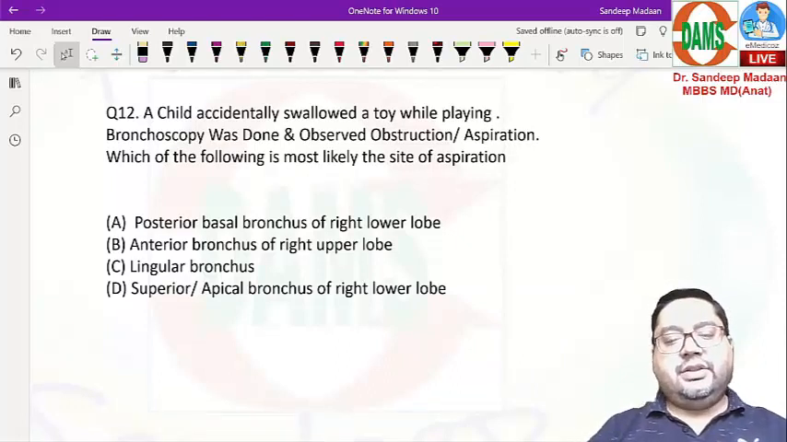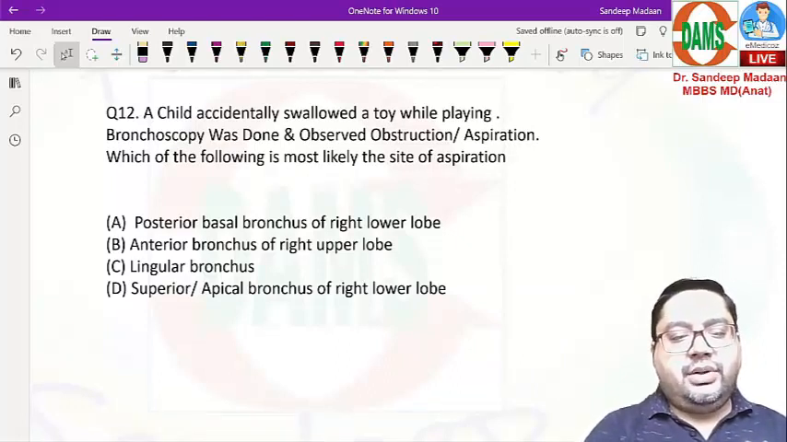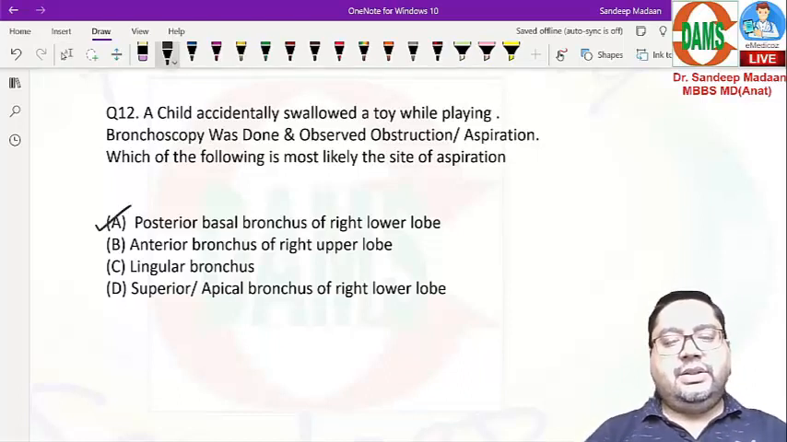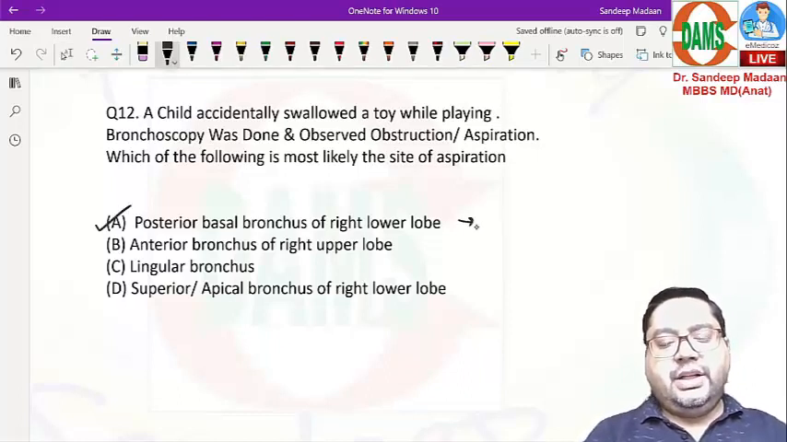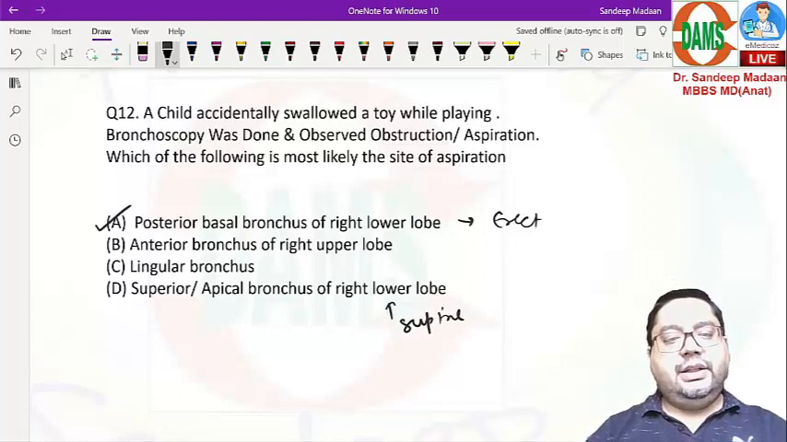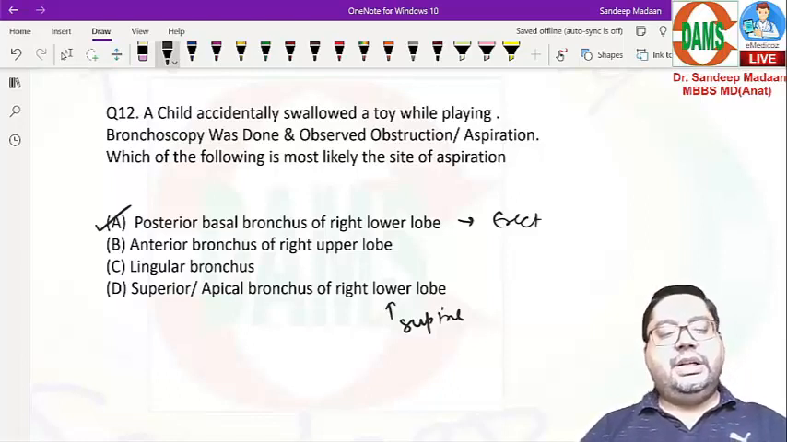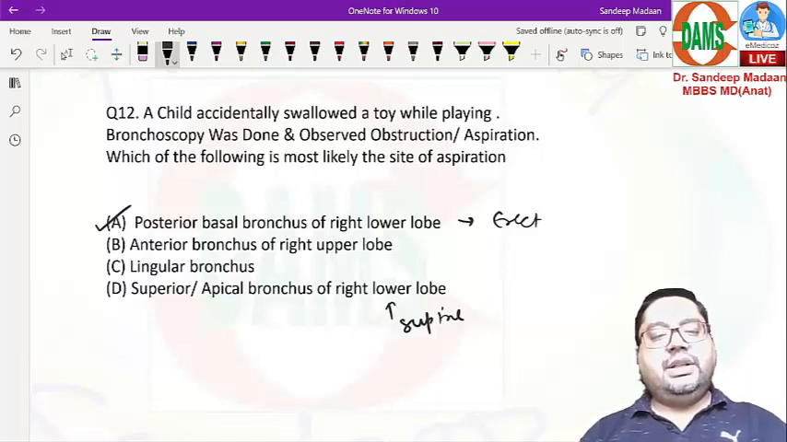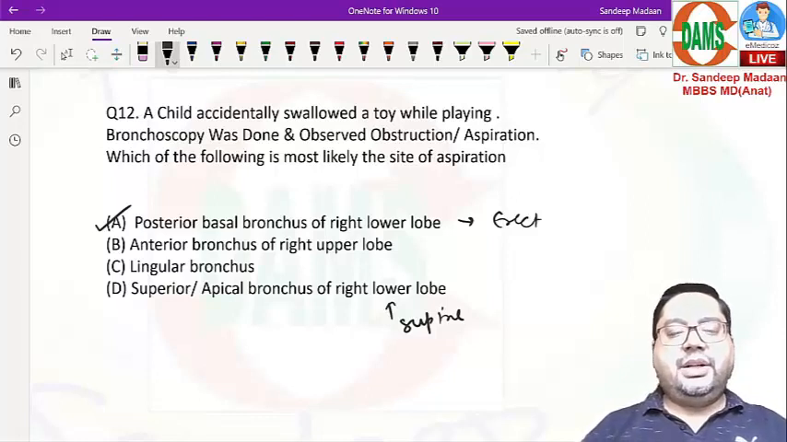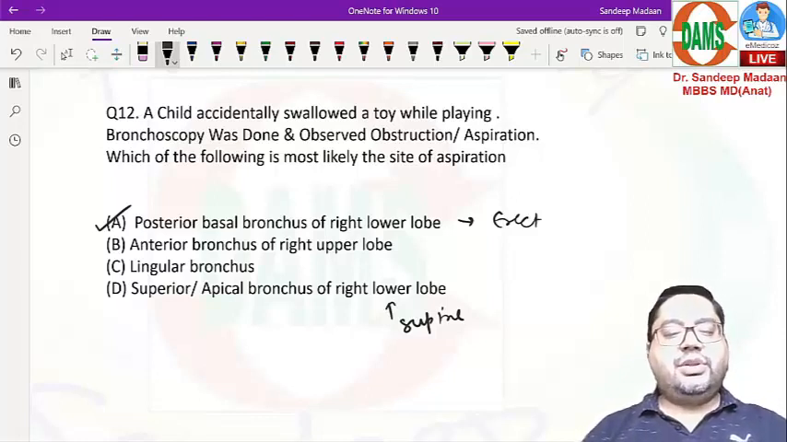In that case the answer will be the posterior basal bronchus of the right lower lobe, because this is the most commonly involved segment in the erect position. Because the child is playing, it must be the erect position; otherwise the position would have been described. Usually for the supine position the history is given in a way like the patient is admitted or something, where we can assume the patient must be in the supine position, right?